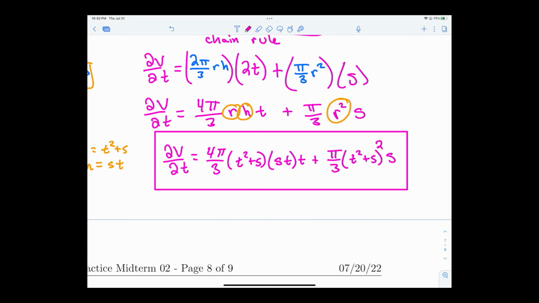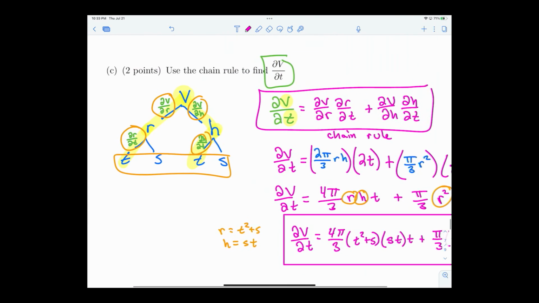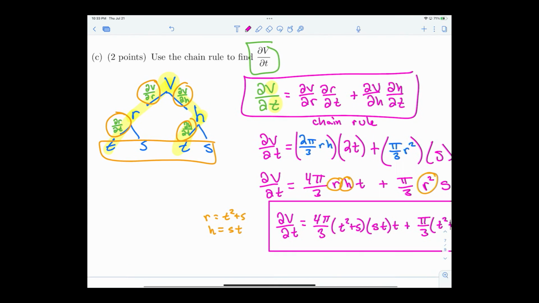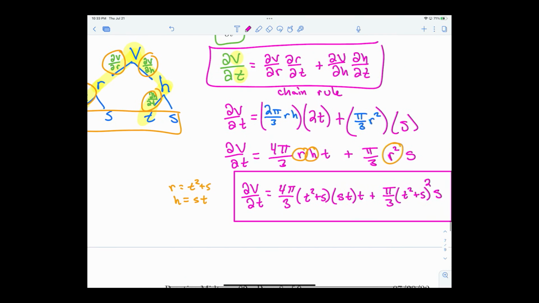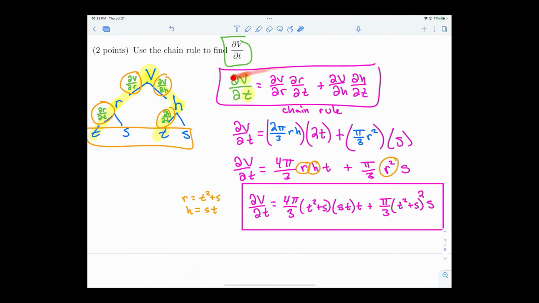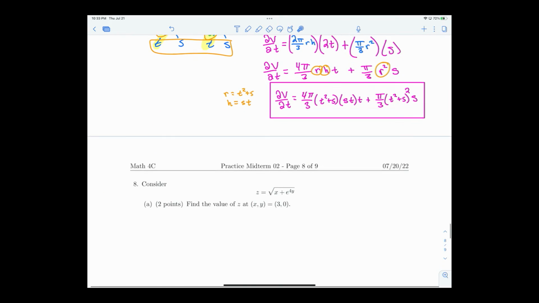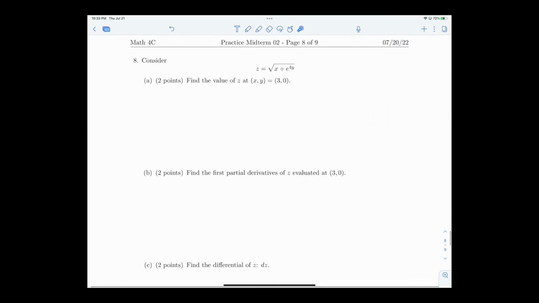Okay, so that's actually pretty easy. The chain rule is not that bad. You just have to draw out that little tree, and then you can write out what the chain rule says. All right, next question.